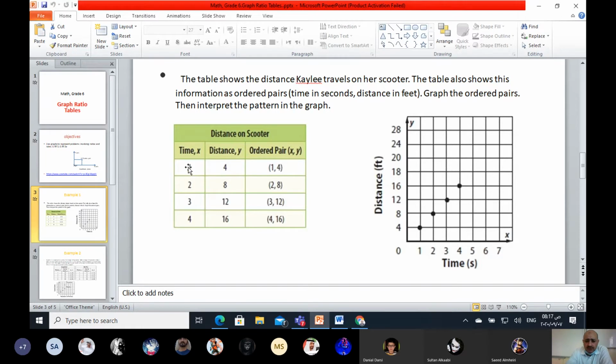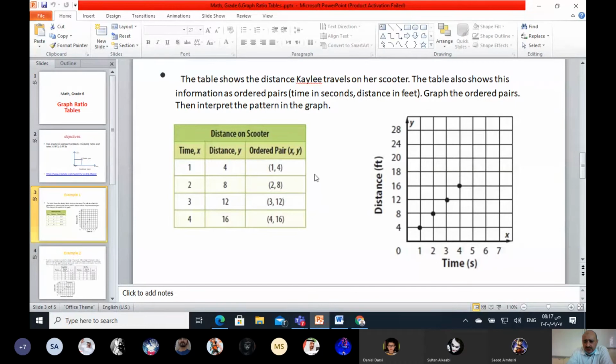Now, when I have 1 second, I have 4 feet. So I can write it as the ordered pair (1, 4). Here I have 2, here I have 8, I can write (2, 8). Here I have 3, here I have 12, I can write (3, 12). And here 4, here 16, here I can write (4, 16). As you know, the name of this table is a ratio table.